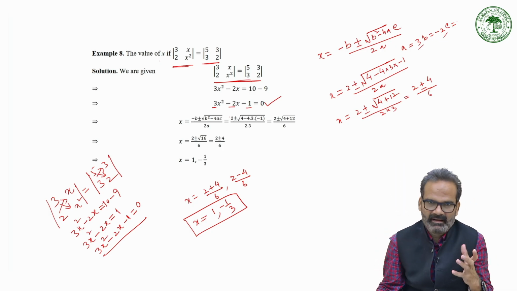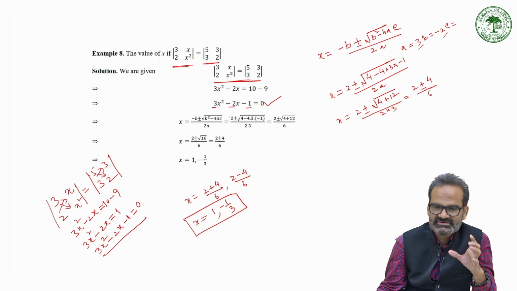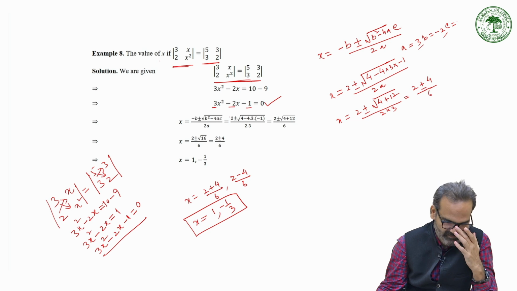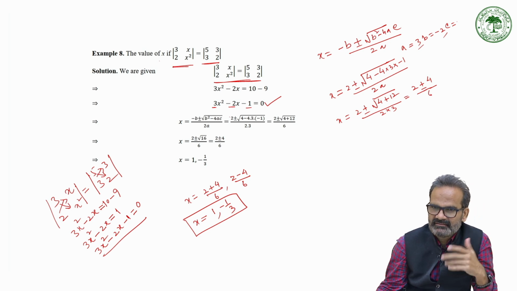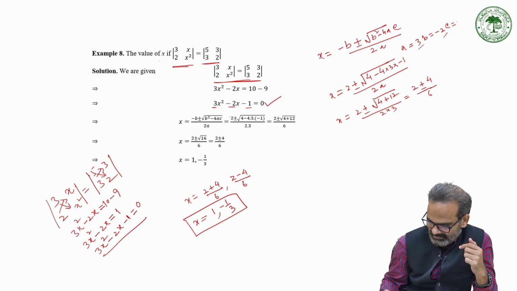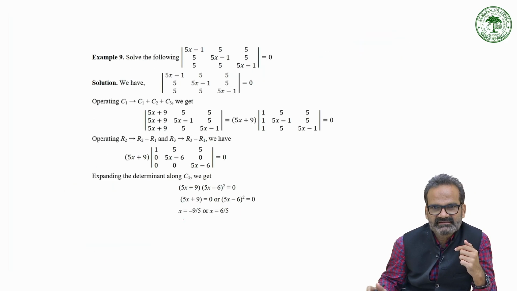Whenever you encounter questions of this type, where a determinant is equal to a determinant and you have to find the value of x, this is the best approach. Simplify the two determinants, you will get an equation, and then find the factors or the roots of the given equation to get the value of the required variable x.